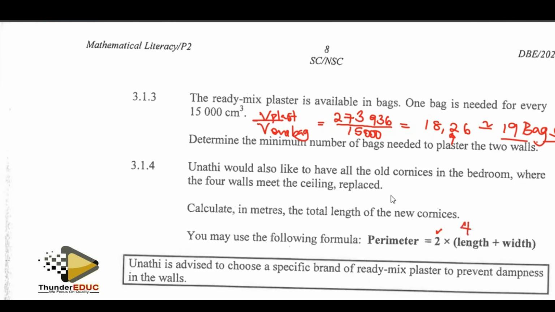So the length we saw as 4,8 plus the width, which is 3,5. Do that for me. So perimeter will equal 2 into 4,8 plus 3,5. And your answer becomes 16,6. Don't forget the units. 16,6 meters. This is perimeter.